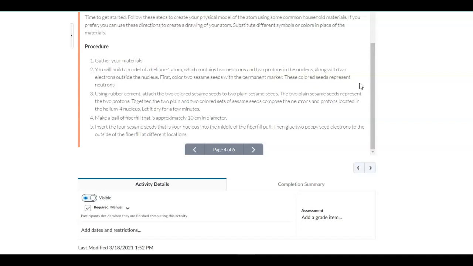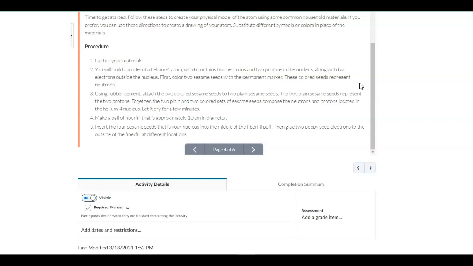And then from there, you're able to see that you're combining seeds to represent protons and neutrons, which are going to make the nucleus. So together you have the 2 plain and the 2 colored sets of sesame seeds put together. The plains are the protons, the colored are the neutrons. So you're differentiating because they don't look exactly the same, right? We don't want to mix them up. We want to know that one's proton, one's neutron, and that is a neutral charge. So you'll put those in the nucleus. You're going to let it dry for a few minutes.